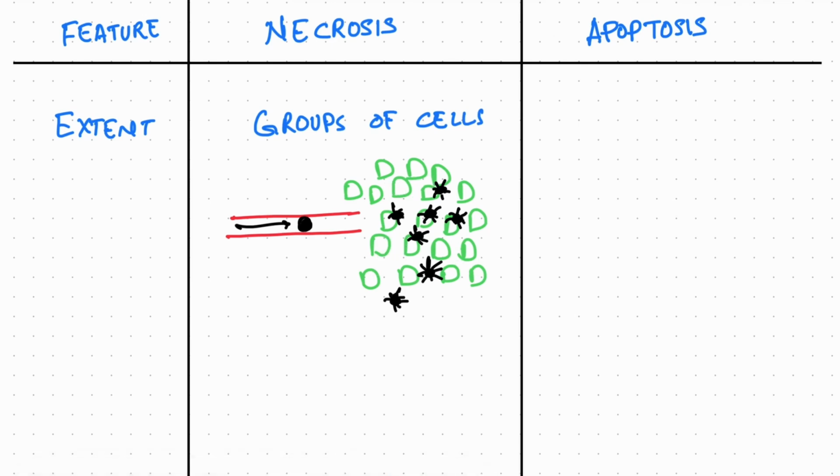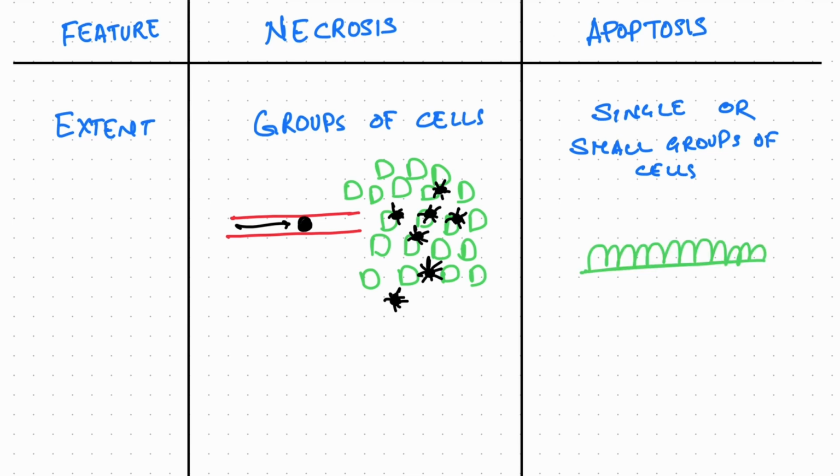Apoptosis, on the other hand, usually affects individual cells or small groups of cells. For example, during normal cell turnover, one cell may reach the end of its usual life and undergo apoptosis, while the surrounding cells remain completely normal. This allows the body to remove individual cells without causing widespread damage to the surrounding tissue.